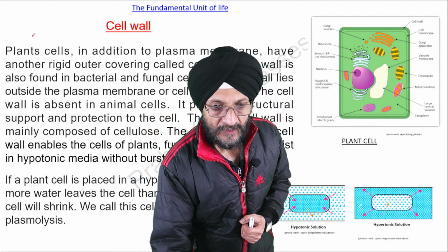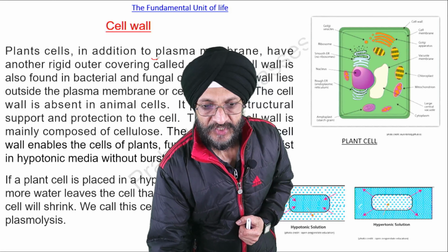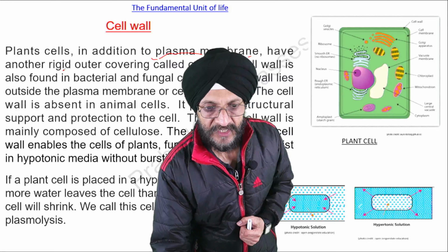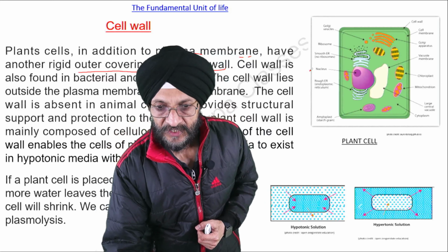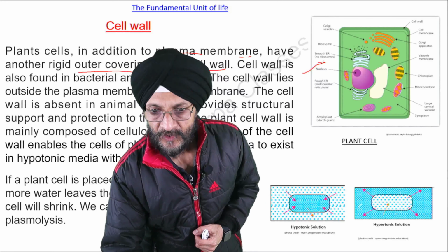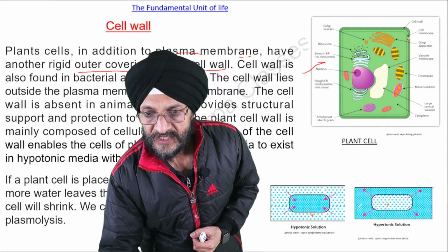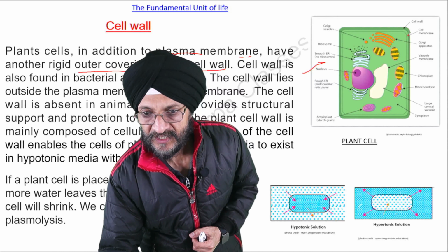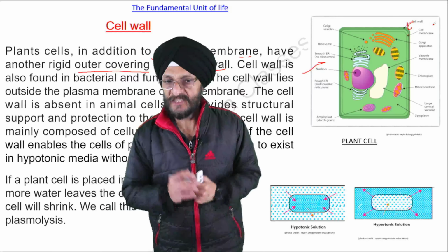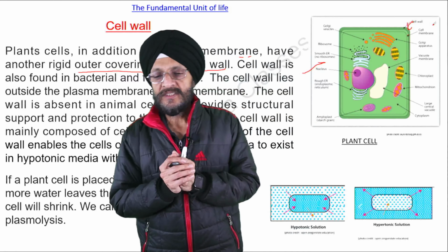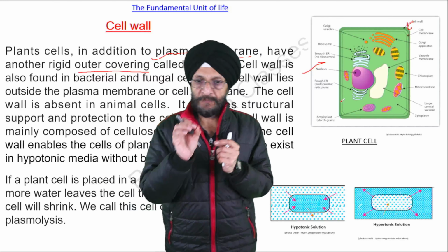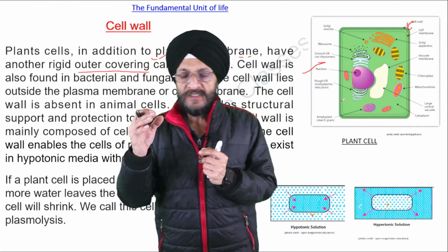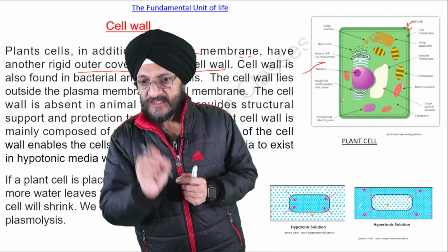First, cell wall. Plant cells, in addition to plasma membrane, have another rigid outer covering which is known as cell wall. This is a picture of a plant cell in which you can see that this is the plasma membrane or cell membrane which is inside, and this is the outer covering. This is known as cell wall. So you can see from this picture that this plant cell has two coverings. One is plasma membrane and the outer covering to the plasma membrane is known as cell wall.